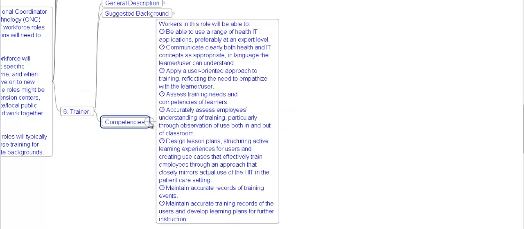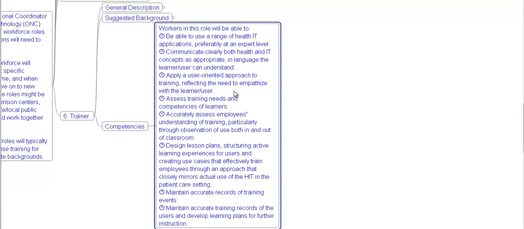Competencies. Workers in this role will be able to use a range of health IT applications, preferably at an expert level, communicate clearly with both health and IT concepts as appropriate in a language the user can understand. Apply a user-oriented approach to training, reflecting the need to empathize with the learner users. Assess training needs and competencies of learners. Accurately assess employees' understanding of training, particularly through observation of use both in and out of the classroom.